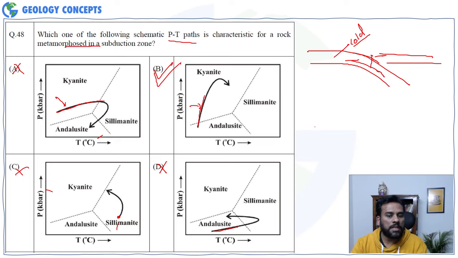This is the subduction. It reaches the maximum pressure. Then because of erosion and some uplift, the pressure starts to decrease, but temperature continues to increase, right? And T max comes somewhere here. So this is P max and this is T max. This is the path taken by a subduction zone.